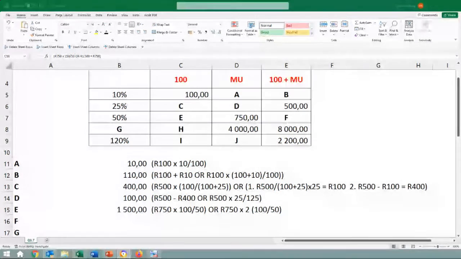Okay, so if we know the original cost is 1,500 bucks, and we know that the profit that we're adding to it is 750, what would the selling price be for that product? So what would F then be?